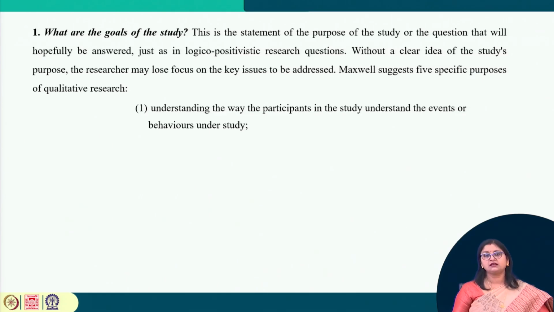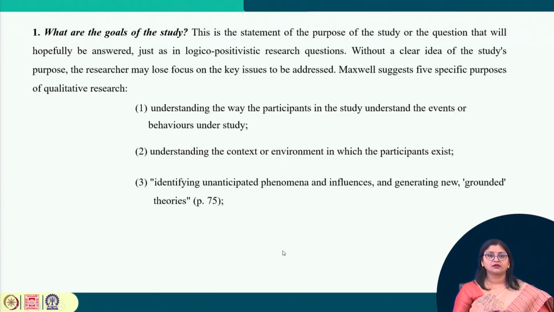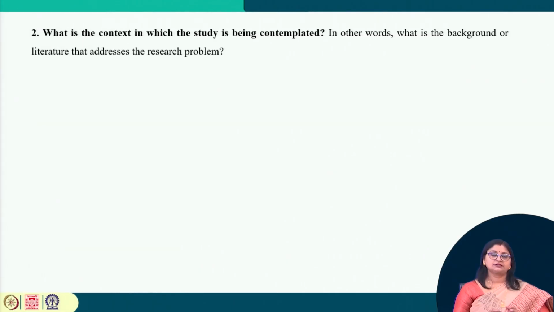First one is understanding the way the participants in the study understand the events or behaviors under study. Second, understanding the context or the environment in which the participants exist. Third one is identifying unanticipated phenomena and influences and generating new grounded theories. The fourth one is understanding the processes that lead to outcomes, and the fifth one is developing causal explanations.